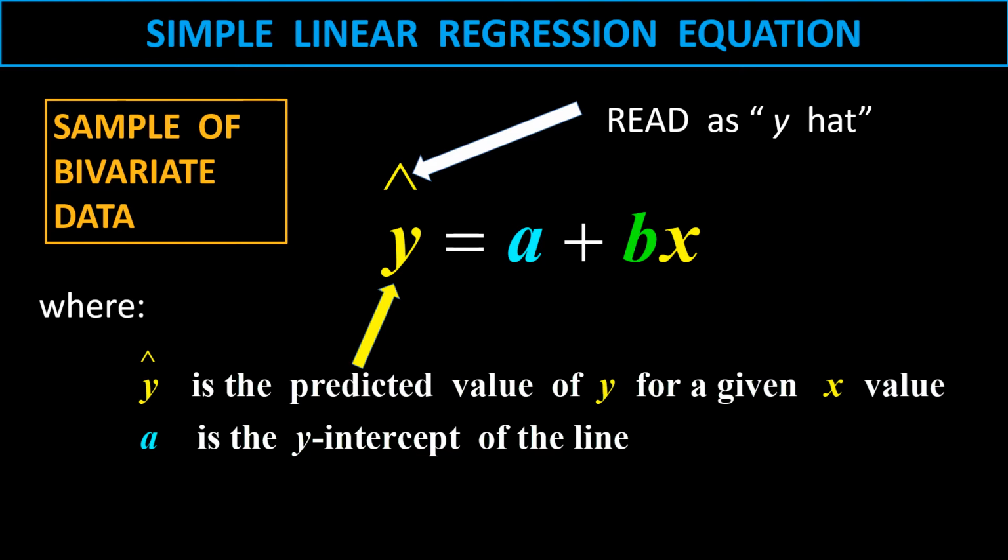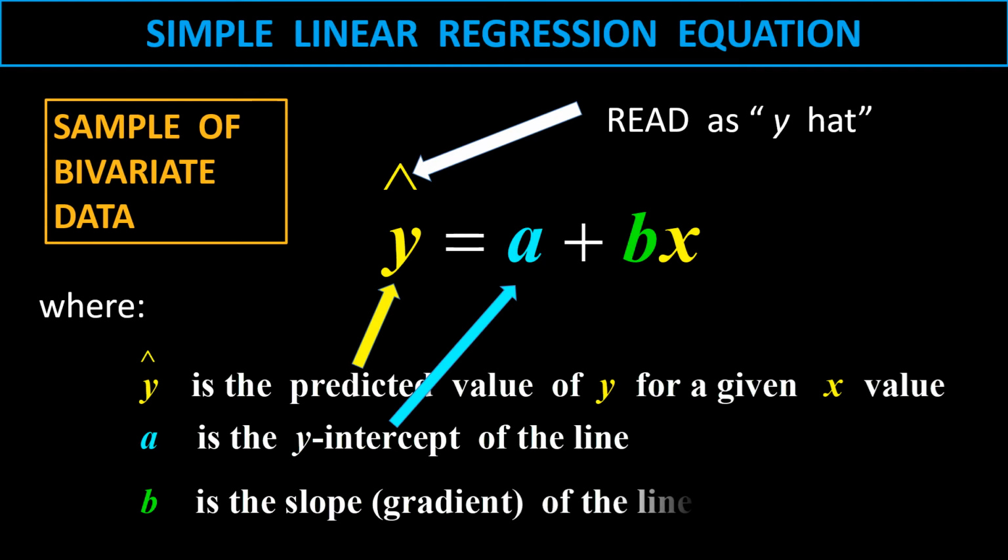So a represents the y-intercept of the line, and b, then what would b represent? B is like the m. That's right, b represents the slope or the gradient of the line. So it's very similar to our normal linear function equation, y equal to mx plus c, but in statistics we don't use m and c, we normally use a and b. And those are the two symbols that are available on the formula sheet as well. Lowercase a and lowercase b.